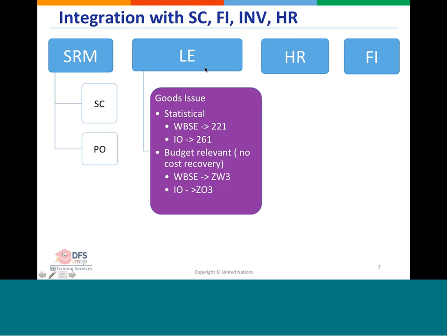In the module of logistics execution, we will perform goods issue, and this goods issue can either be statistical or budget relevant, no cost recovery. These are movement types that we'll be selecting depending on the type of issues that we are going to execute against this project. We're going to see it next week as well, but this is just a piece of information for you to be aware that we can select statistical movement types and budget relevant movement types against the project. And this is in Umoja, the module of logistics execution.